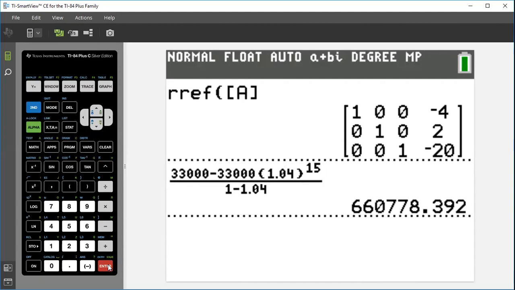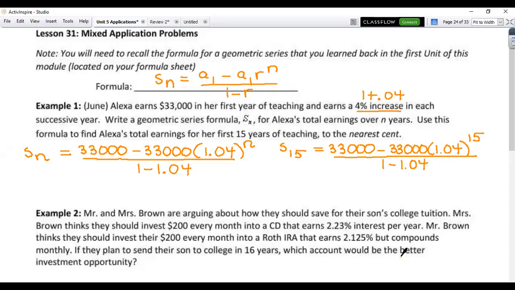Okay, so dollars and cents. So she earned $660,778.39. Don't want to forget the change, right? Someone's going to have to read that back to me. There's no way I'm going to remember that. It was. Thank you. Appreciate that. All right.